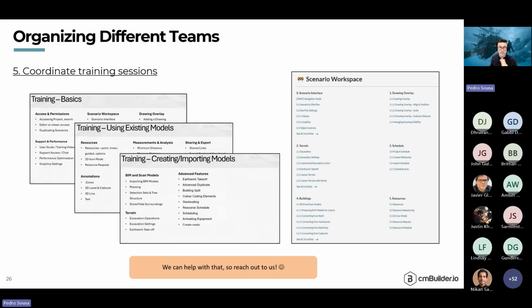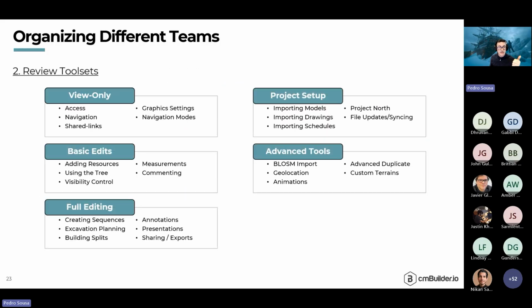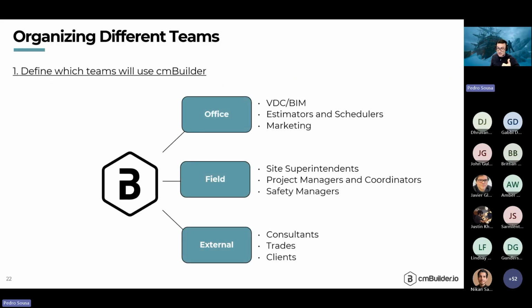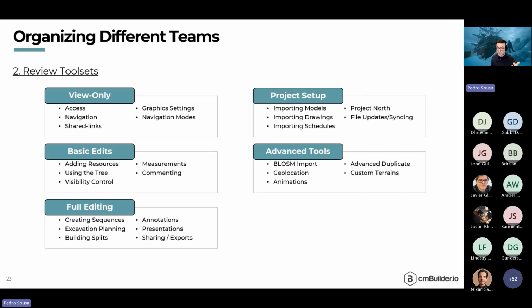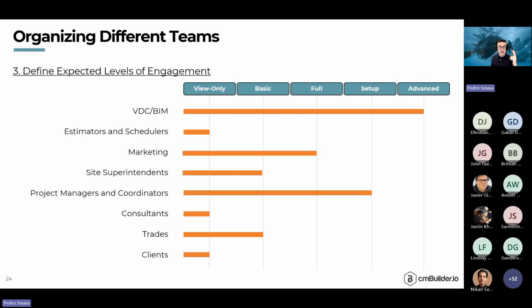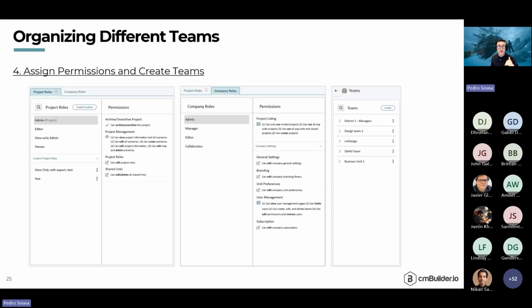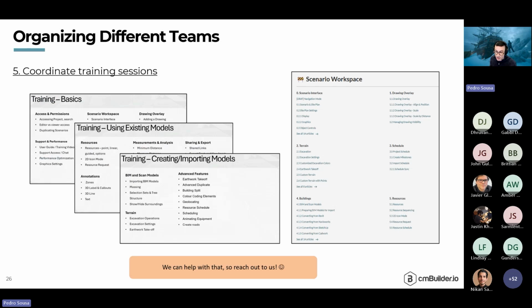So just a quick review of this process. Let's define the teams that are going to be using it. What are the tool sets that you want to spread around the different teams? What is the expected level of engagement for these teams? And then assigning the permissions, and then training and empowering them. Okay, so this is just a review, and please let us know if you have any challenges with that, so we can reach out and help.